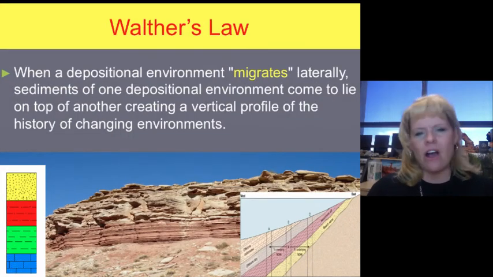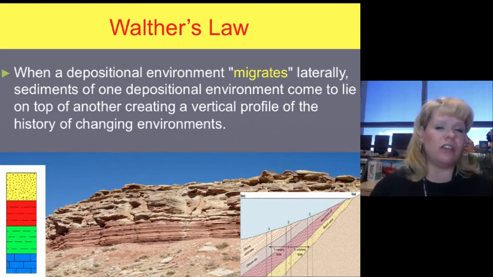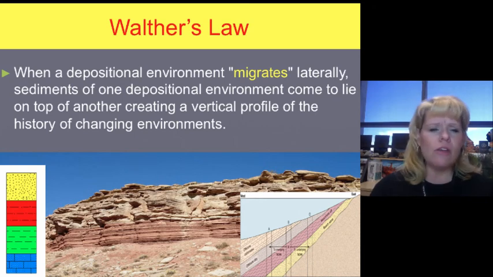So there's this guy called Walther, and he came up with a principle or a law, and basically it says this: when a depositional environment in the ocean migrates laterally because of a sea level change, sediments of one depositional environment come to lie on top of another that were deposited in a prior sea level, creating a vertical profile of sea level change. In other words, a depositional environment changes. If that sounds really complicated, it's really not.